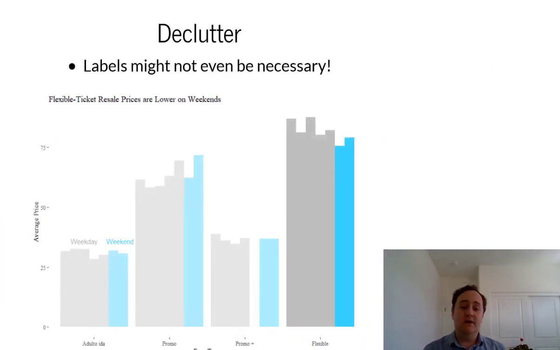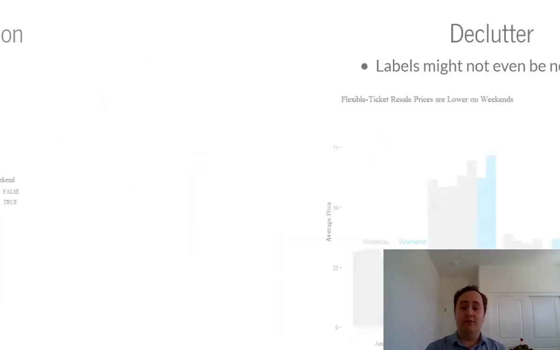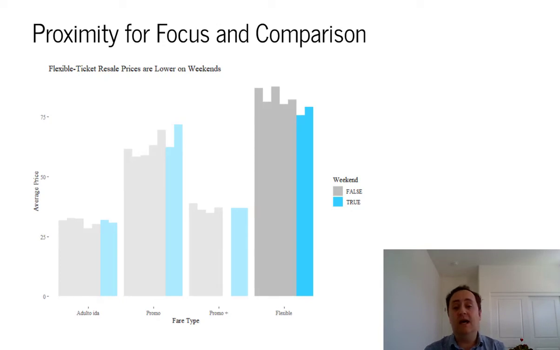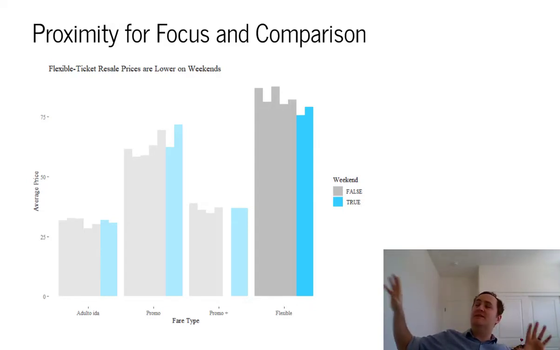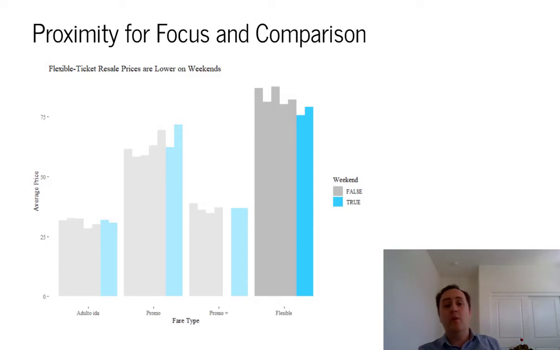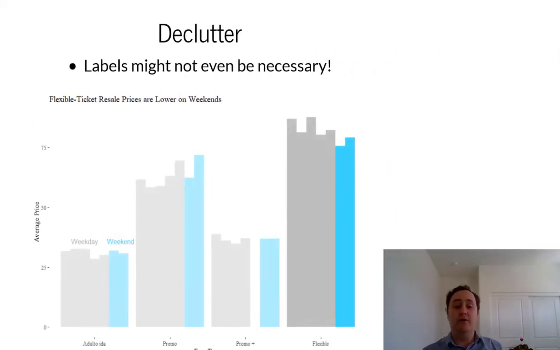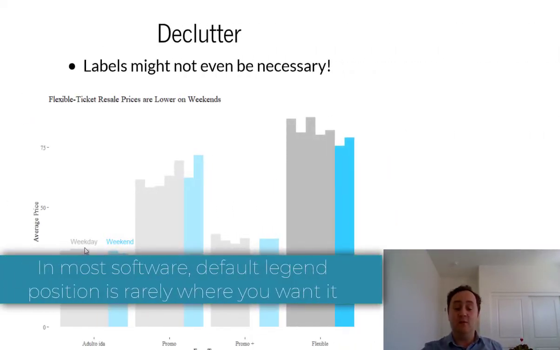Next, I want to declutter. So I have that legend over there on the right. That wasn't very helpful. It told you what the weekend was, but it's far away from the data. So if you increase the distance between these things, it's harder to think of them as being together. So we want that legend information generally to be on the graph. So what I've done is I've just labeled weekday and weekend.